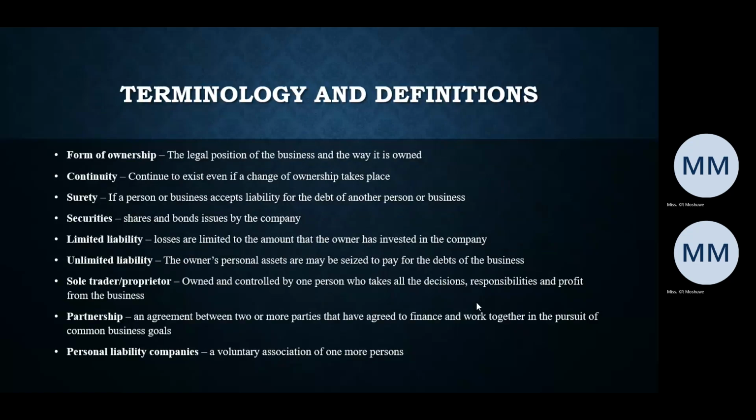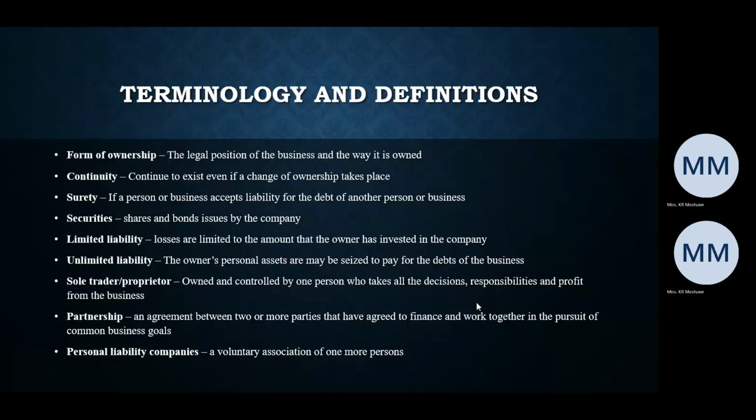All right, so some of these terminologies include forms of ownership. So a form of ownership is the legal position of the business and the way it's owned, right? The legal position of the business and the way it is owned. We have continuity, which is to continue to exist even if a change of ownership takes place. So if you decide one day to change the form of ownership of your business, can your business have continuity? Your business can have continuity if it's a partnership or if it's a sole trader or whatever.